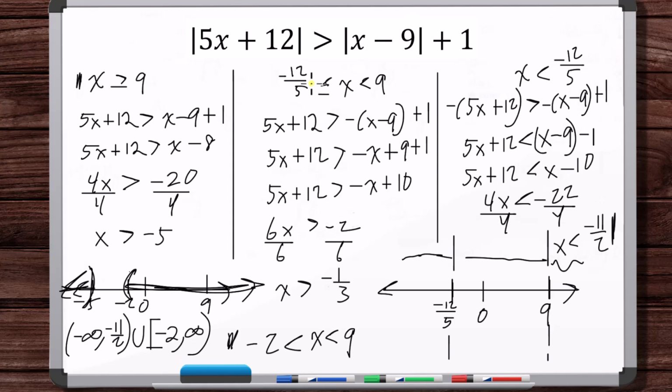All right, now where do these overlap? In this case, 9 is still the ceiling, and it's the same idea. It's going to be minus 1/3 here. So this just changes to minus 1/3 is the idea. And also, I don't know why I put a bracket here. It's not including minus 1/3. And then that's the solution.